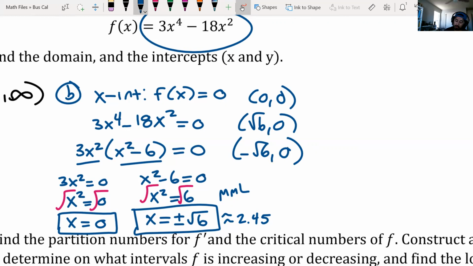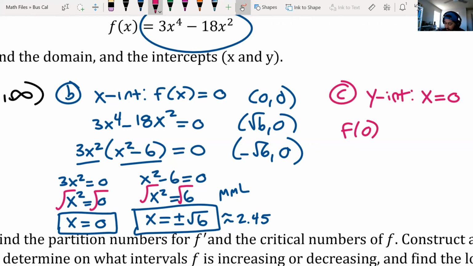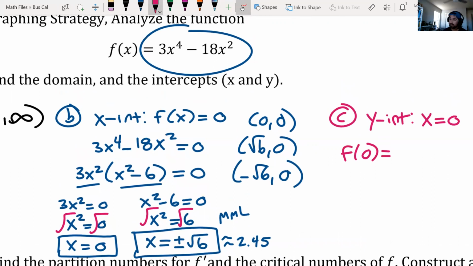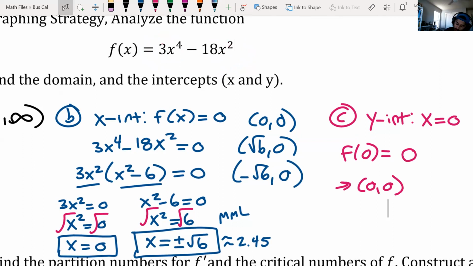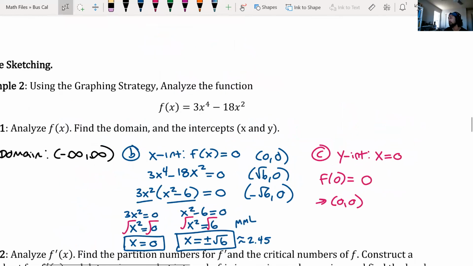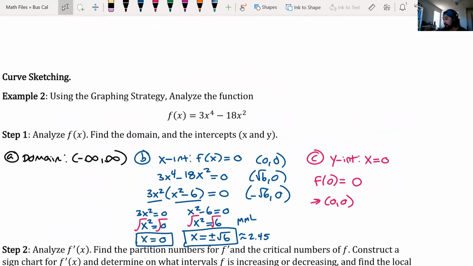Okay. And then part C, find your y-intercept. This one's always the easiest. You let x equal 0, which means I get f of 0. I plug 0 into this function above for every x, and that becomes 0, and that becomes 0. So my y-intercept happens also to be 0. So you'll get the point (0, 0). Okay. First step is done. Purely algebraic, no calculus involved.